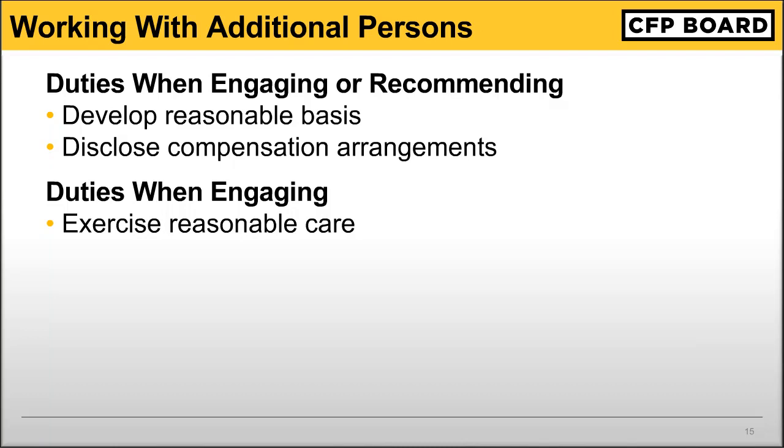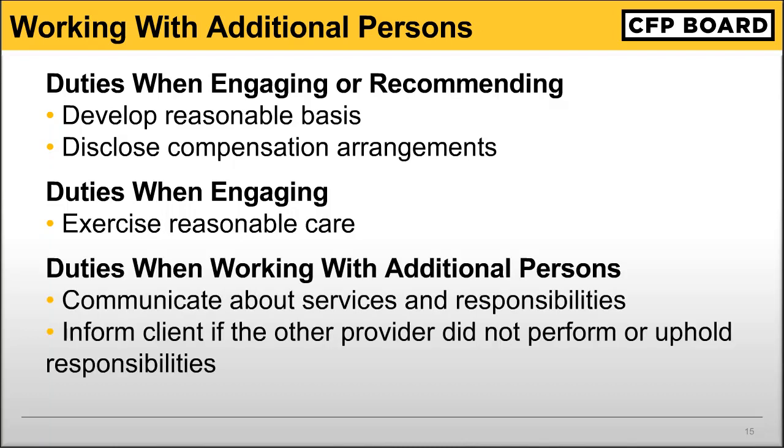So that's when you're the one doing the engaging, you're hiring the person. For example, if you have confidential information, when you're engaging somebody else to provide services and they're going to get access to that information, your agreement with that person, if you're the one doing the engaging, has to make clear that they also are required to protect that confidential information. And then finally, when working with additional persons, you have to communicate with the other person about who's doing what and what services each are providing, your respective responsibilities.